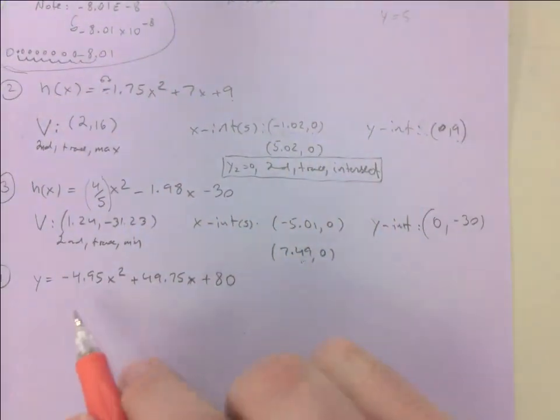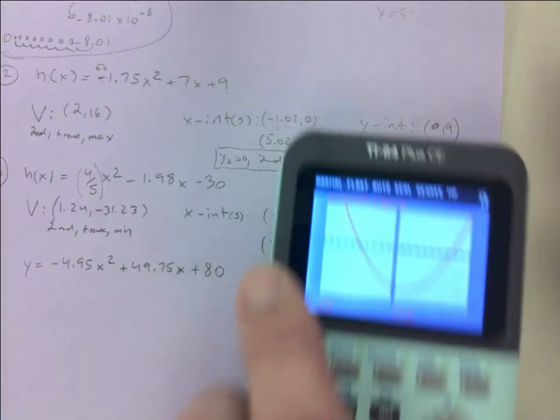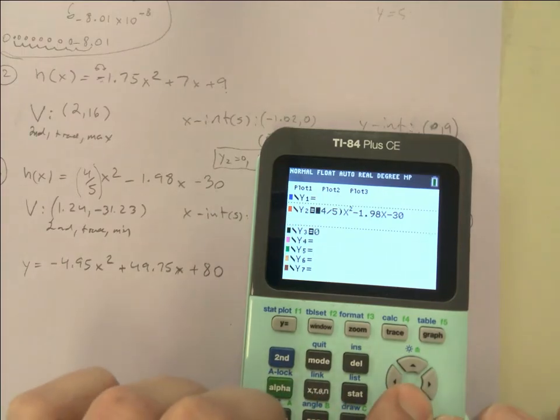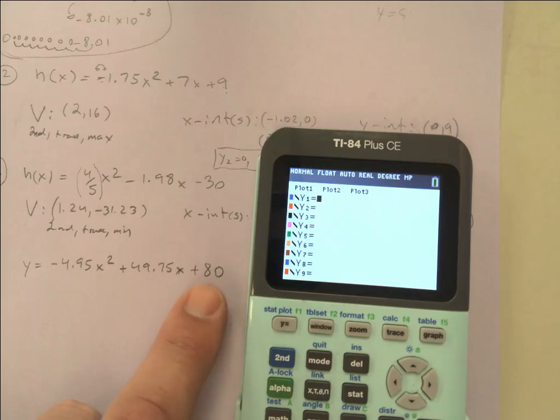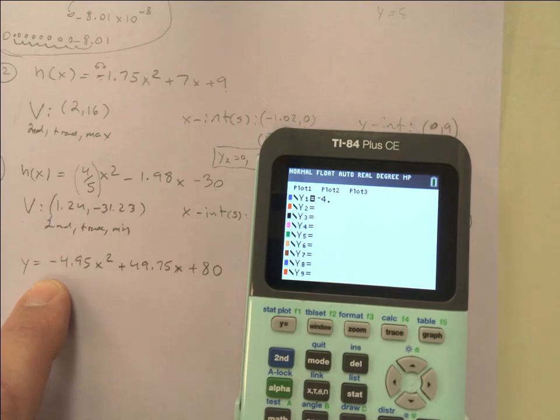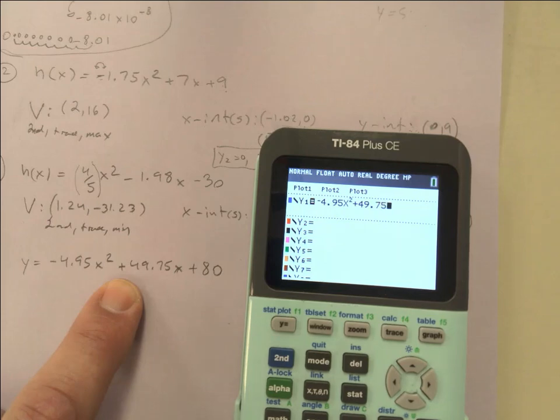Can we just, I don't know how many got to this one. Can we at least type it in and make sure we see it? I'm not going to actually find the vertex or anything like that. Make sure you see this because this one is a little crazier, right? This one goes all the way to 80. So I'm going to go negative 4.95 x squared plus 49.75 x plus 80.